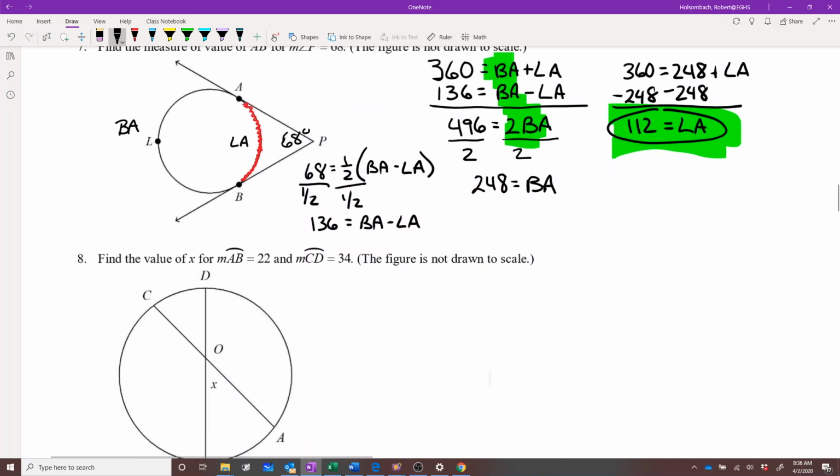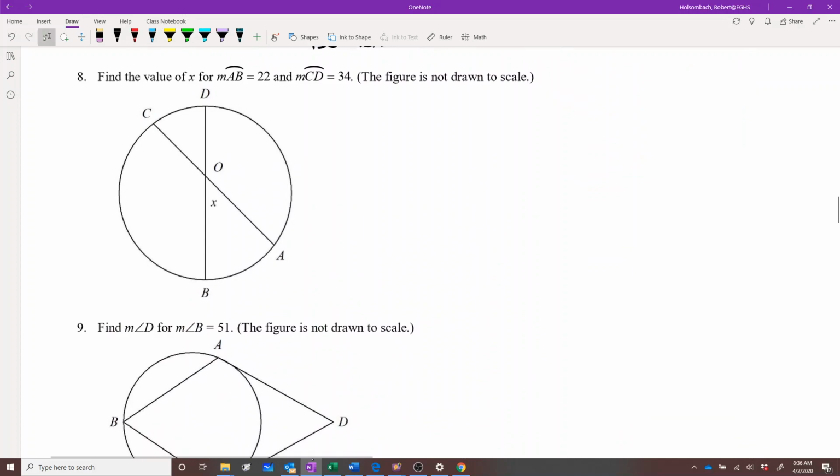Alright, number 8. If you hear my phone dinging in the background, it's because my son's wife is giving birth as we speak, so we just have to deal with it.